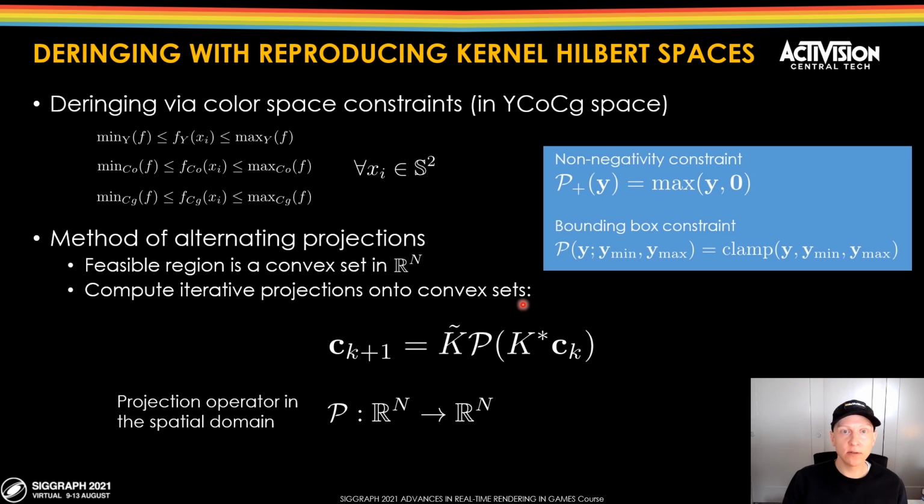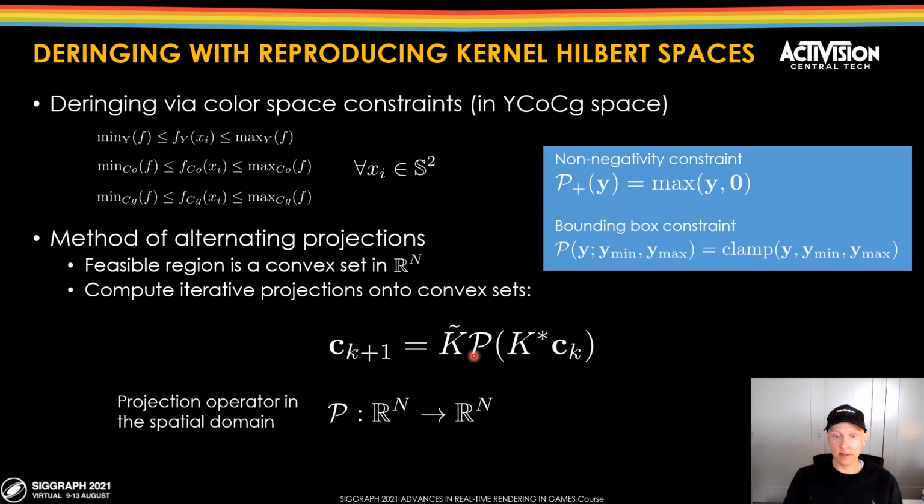To apply this constraint, we use the method of alternating projections. The idea here is that the feasible region in the spatial domain is a convex set. It's an intersection of all these half spaces, and the convex set resides in R^n, where n is the number of points x, y we use for the overcomplete spatial representation via reproducing kernels. So what's the method of alternating projections? The basic idea is that we project onto the two different convex sets iteratively. We start with the SH representation of the target signal, called c_k, and then we go to the spatial domain using the adjoint of the kernel matrix.